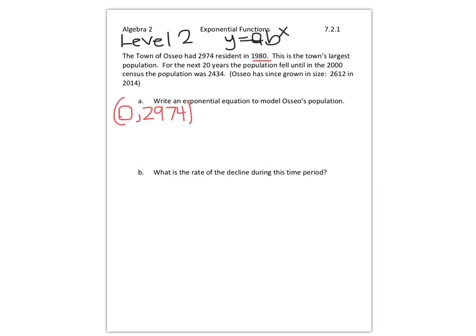And in 2000, 20 years later, the population was 2,434. So instead of worrying about 2000, let's just put year 20 and then 2,434. So we're going to treat this the same way we've done our equation writing in the past. Our A is our y value paired up when x equals 0, and then we need an x and a y to solve for B.